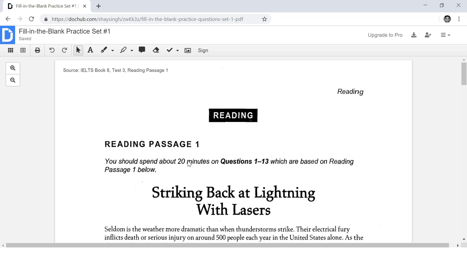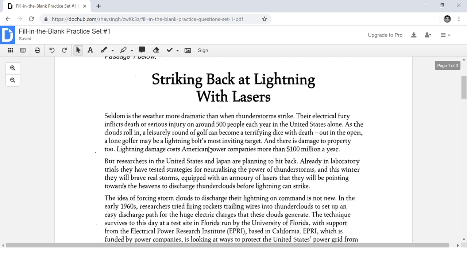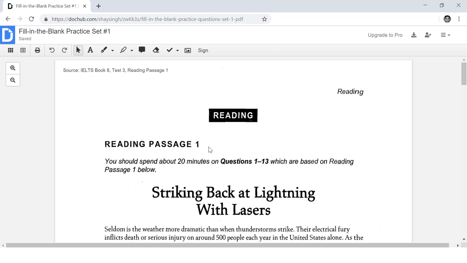Because this is reading passage number 1, you can expect the questions in this part to be easier. Usually the questions in passage number 1 are easier than questions in passage number 2 and 3, because as you might remember, the level of English that you need to answer the questions correctly gets progressively more difficult. So what we're going to do is start answering these questions.